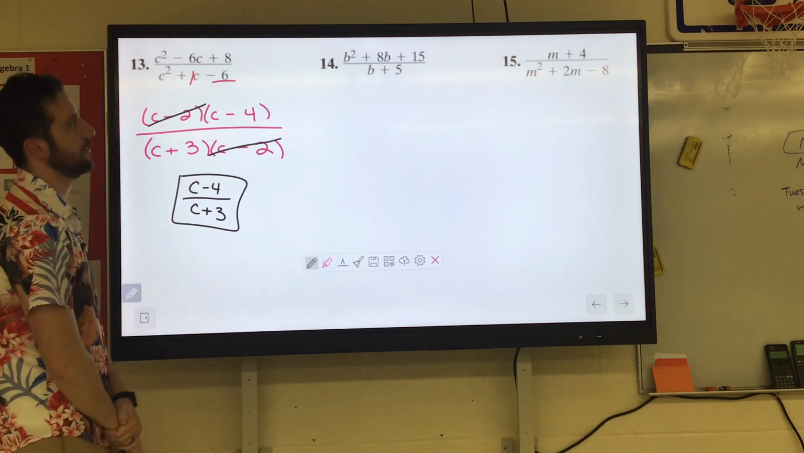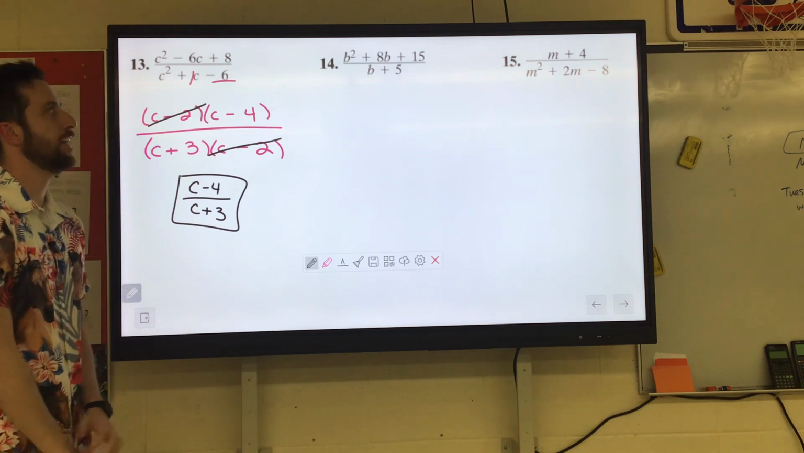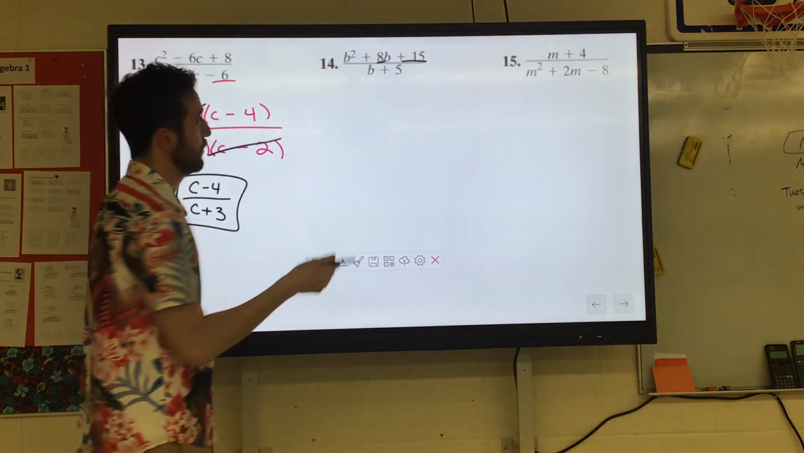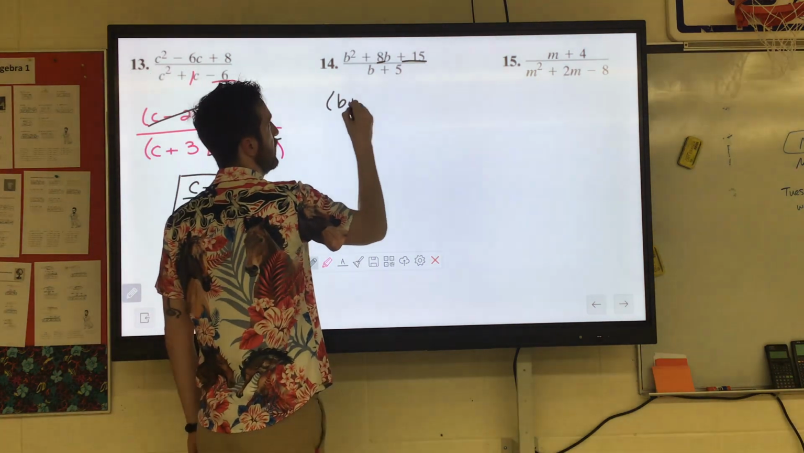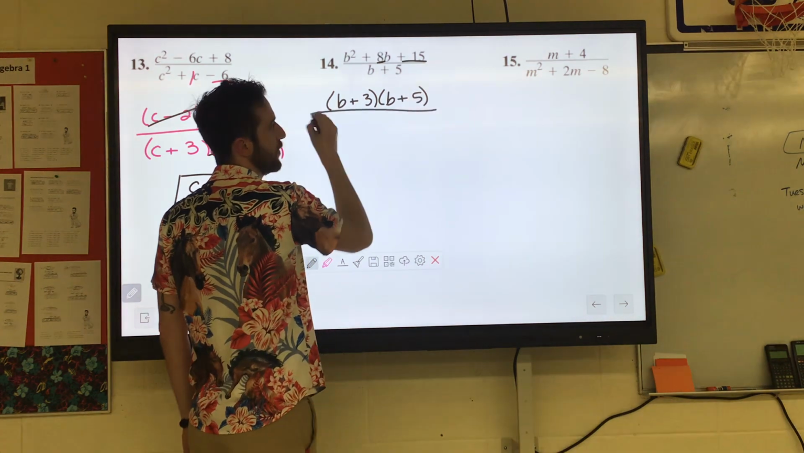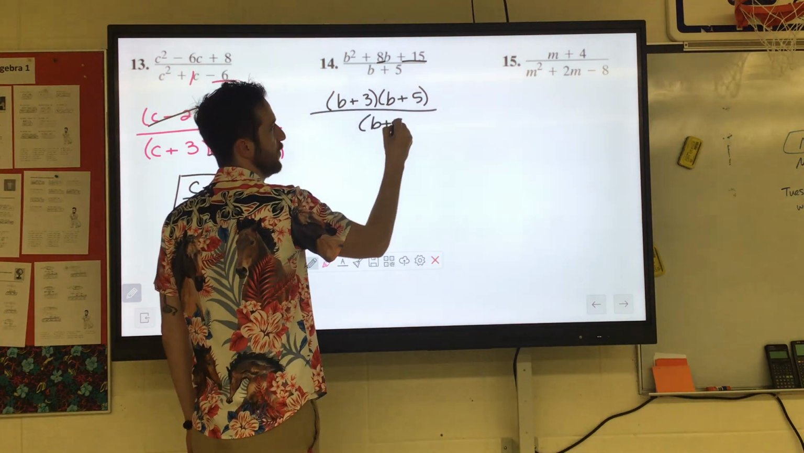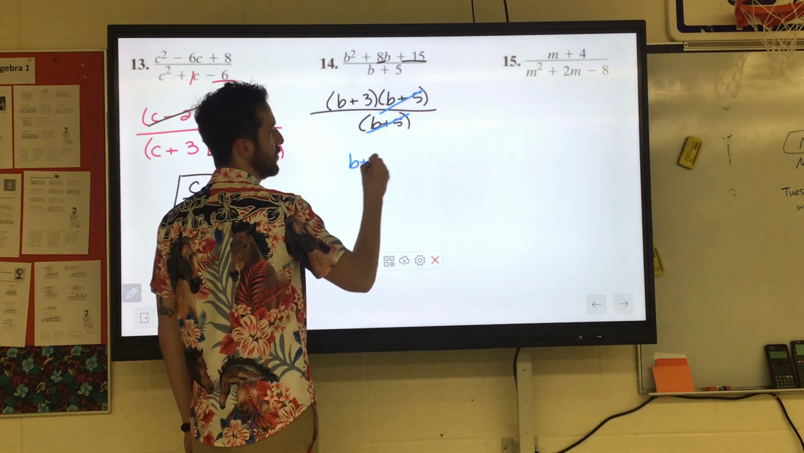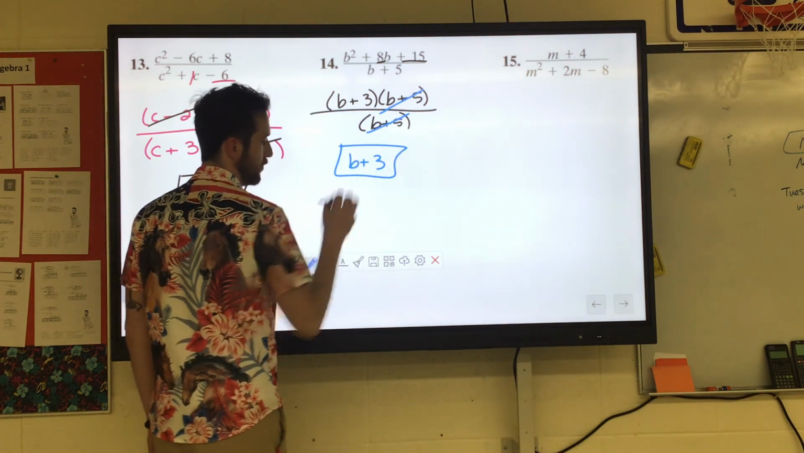All right. On 14, factors of 15 that add up to 8 are 3 and 5. So we'll say b plus 3 times b plus 5. I see the denominator is also b plus 5, so we'll be able to cancel those out. B plus 3 over 1, which is just b plus 3.